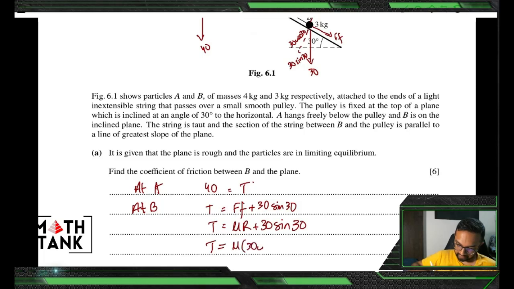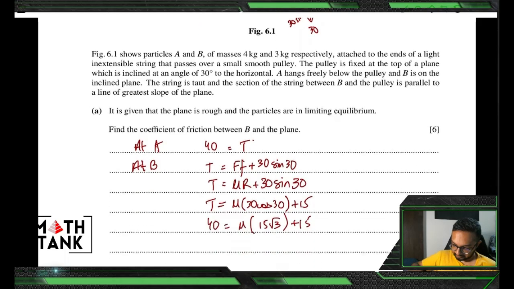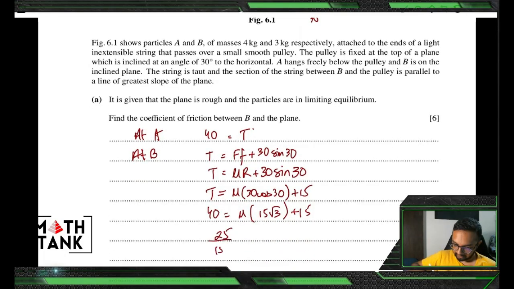30 cos 30 plus 15. T is 40 from the situation above, and it gives me 15 root 3. So that's 25 divided by 15 root 3 equals mu. Let's verify if I have the correct answer. 25 over 15 root 3 is 0.962. Yeah, that's the correct answer.